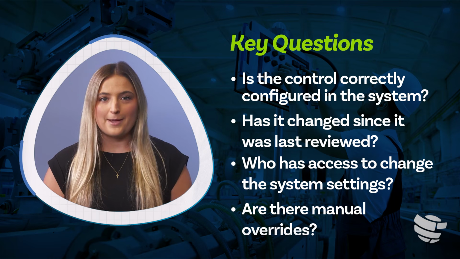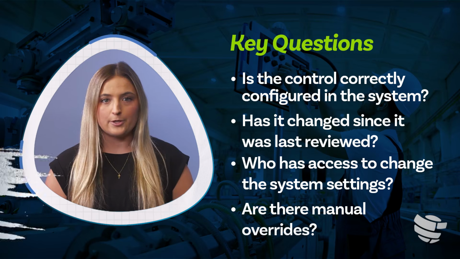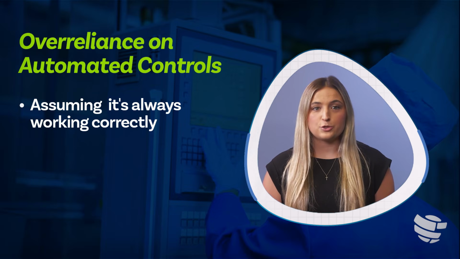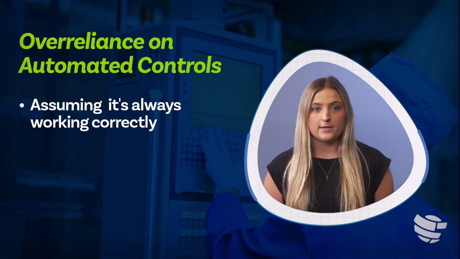Automated controls can be bypassed. If someone can override the system without anyone knowing, the control isn't as strong as it looks on paper. Watch out for this common mistake, assuming that because a control is automated, it's always working correctly. Automation reduces the need for human intervention, but it doesn't eliminate the need for human oversight.